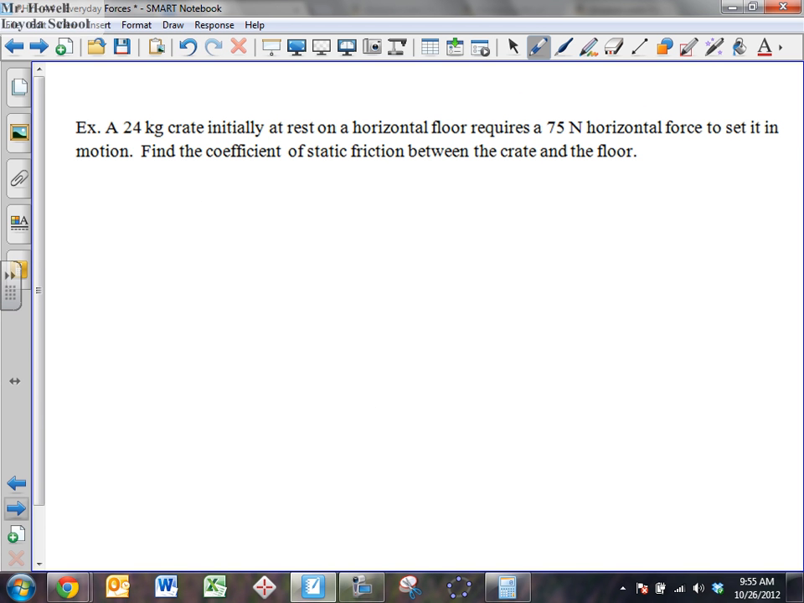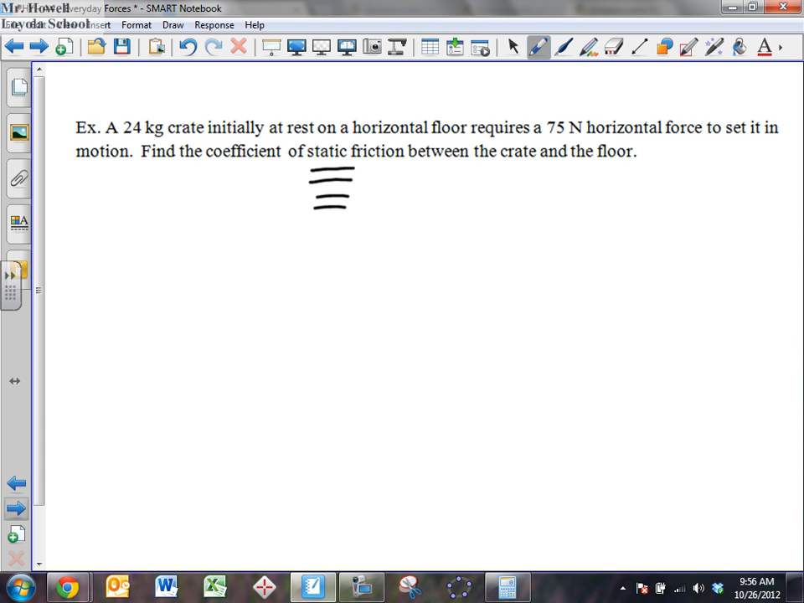Let's look at an example here. A 24 kilogram crate, initially at rest on a horizontal floor, requires a 75 Newton horizontal push or force to set it in motion. So again, think about this table right here. For me to get the table in motion, it requires 75 newtons of force for me to push it. That's what's happening. Find the coefficient of static friction between the crate and the floor.